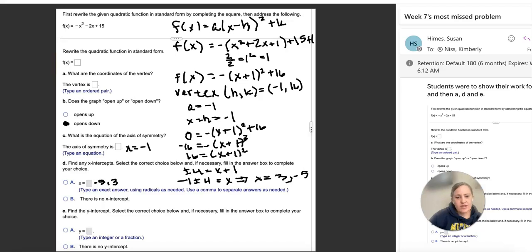Now you want to find the y-intercept. The y-intercept is found by plugging in 0 for x and solving. So we have f of 0 equals negative (0 plus 1) squared plus 16. So that gives us negative 1 squared plus 16. 1 times 1 is 1. The negative stays, so this turns into negative 1 plus 16. Negative 1 plus 16 just equals 15. So our y-intercept is at y equals 15.